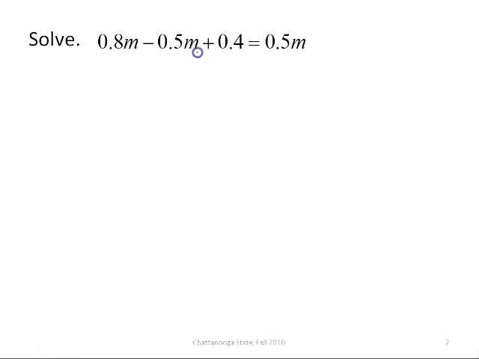So if we get our like terms together, on the first side of the equation, I could collect the 0.8m minus 0.5m. 8/10 m minus 5/10 m would be 3/10 m. So I have 0.3m plus 0.4 equals 0.5m.